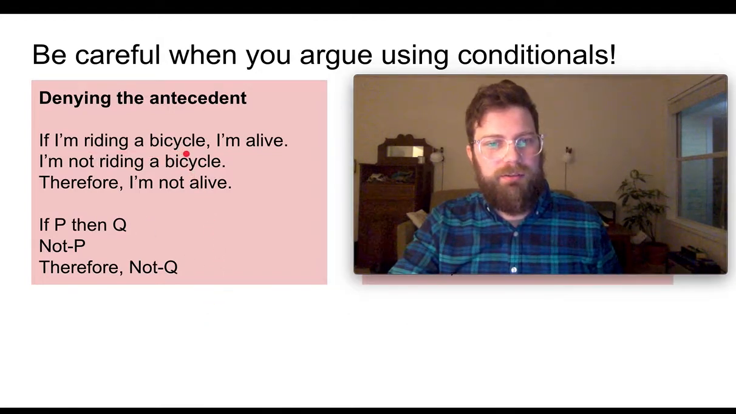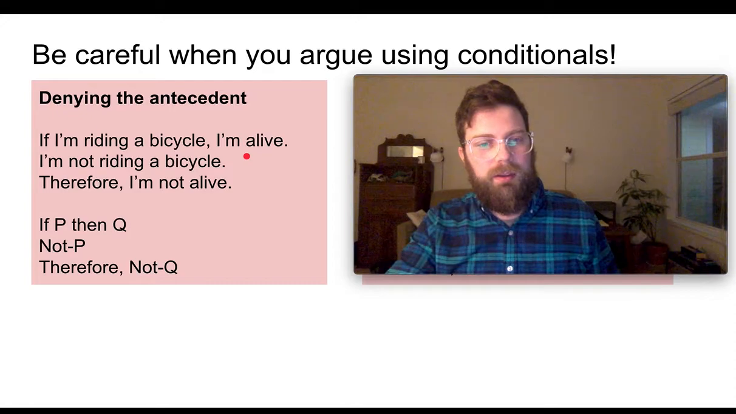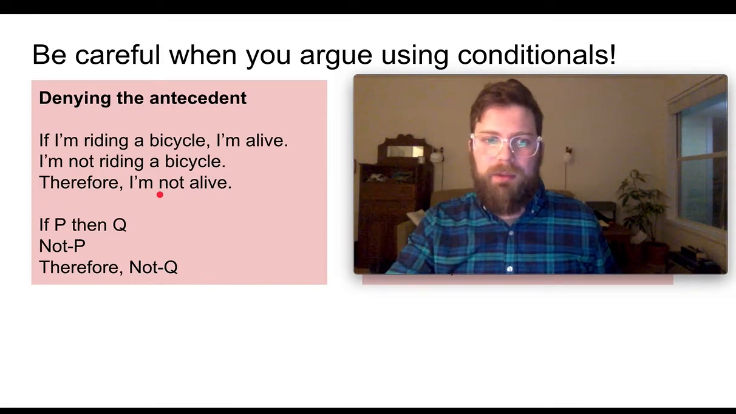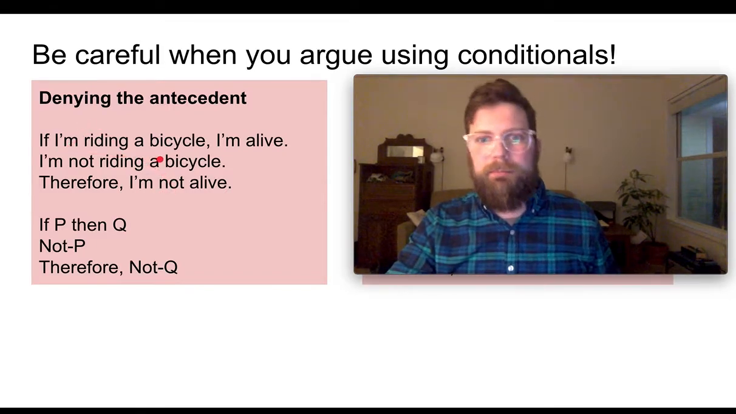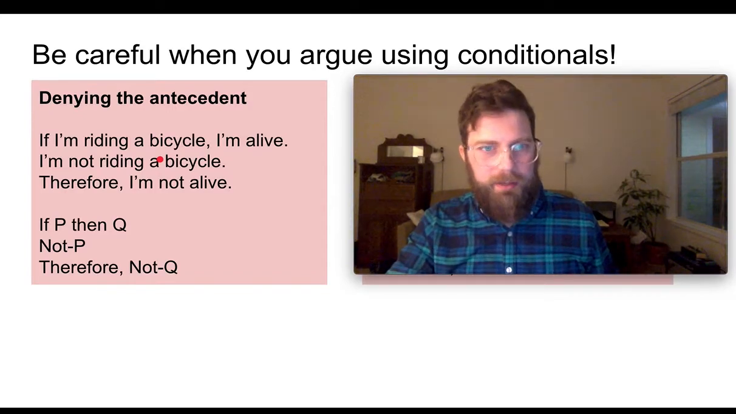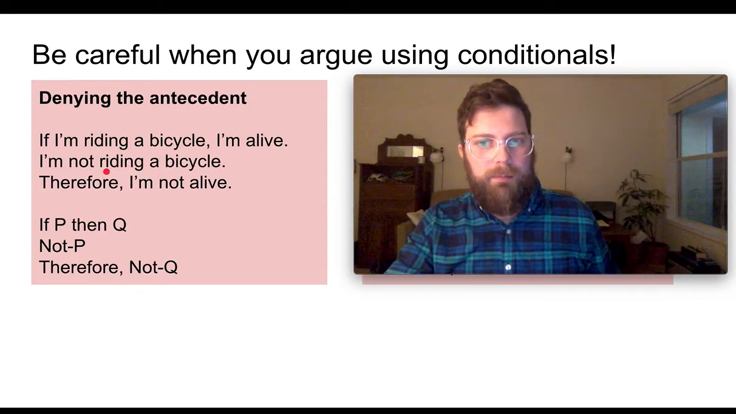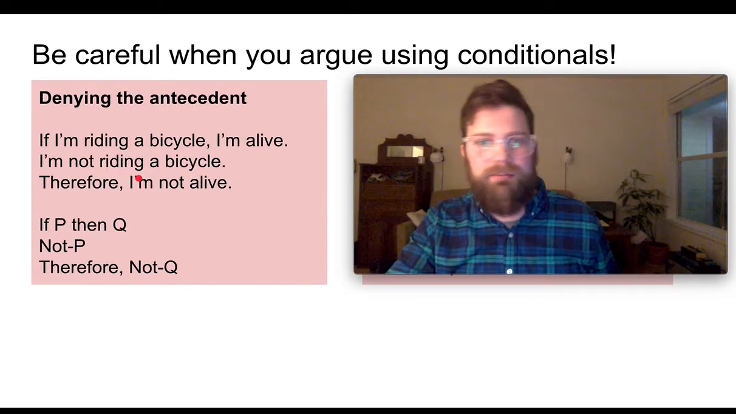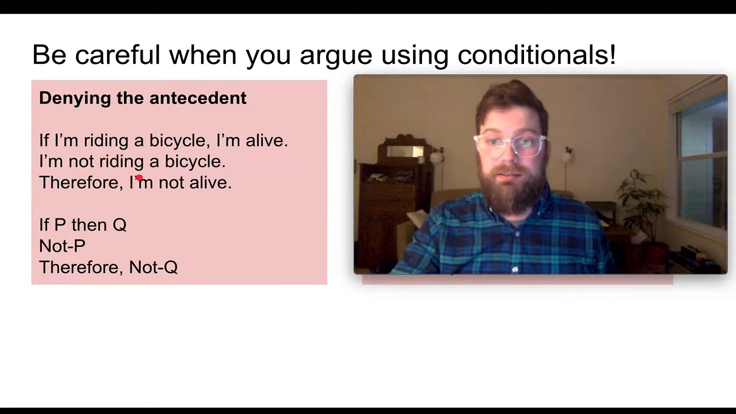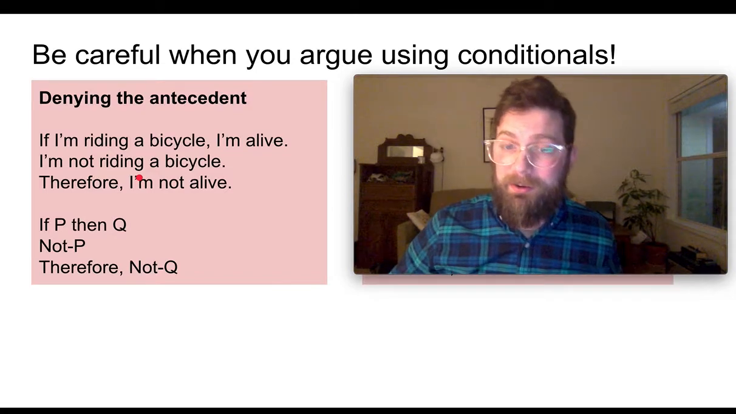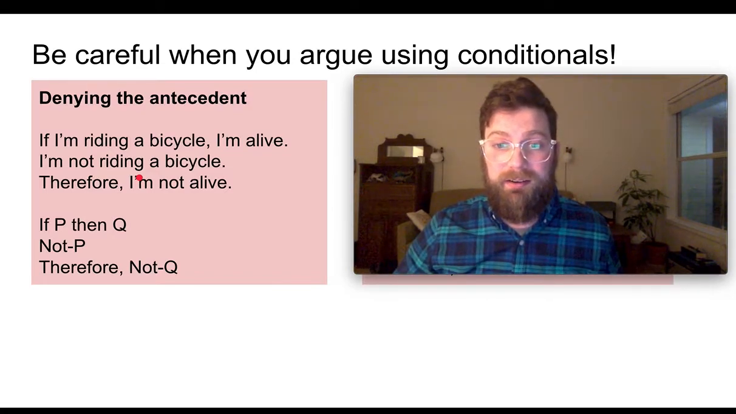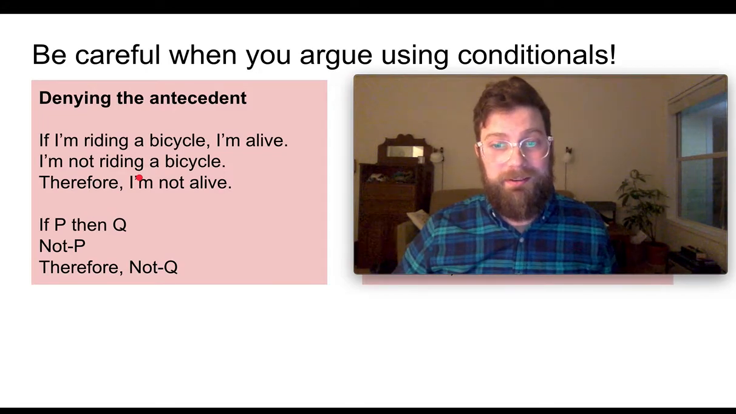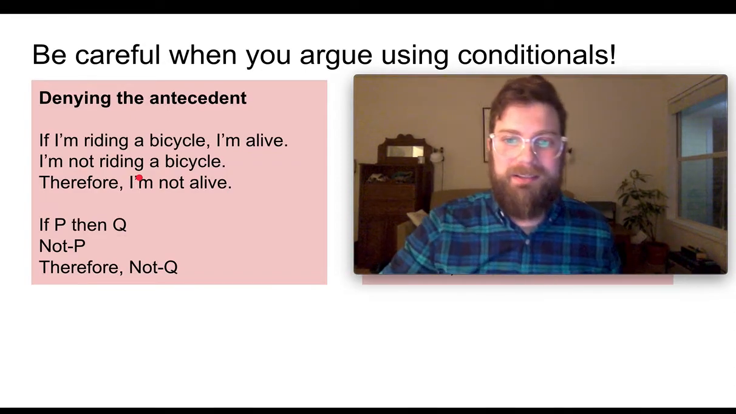If I'm riding a bicycle, then I must be alive. I'm not riding a bicycle, therefore I'm not alive. Now, here's the thought. If you're riding a bike, you're not dead. The dead do not ride bikes. But just because I'm not riding a bike, that's not a good reason to think that I'm dead, right? Because, in this case, there are a lot of different ways of being alive, right? Like another one is sitting at a computer recording a video about logic, right? That's another way of being alive.